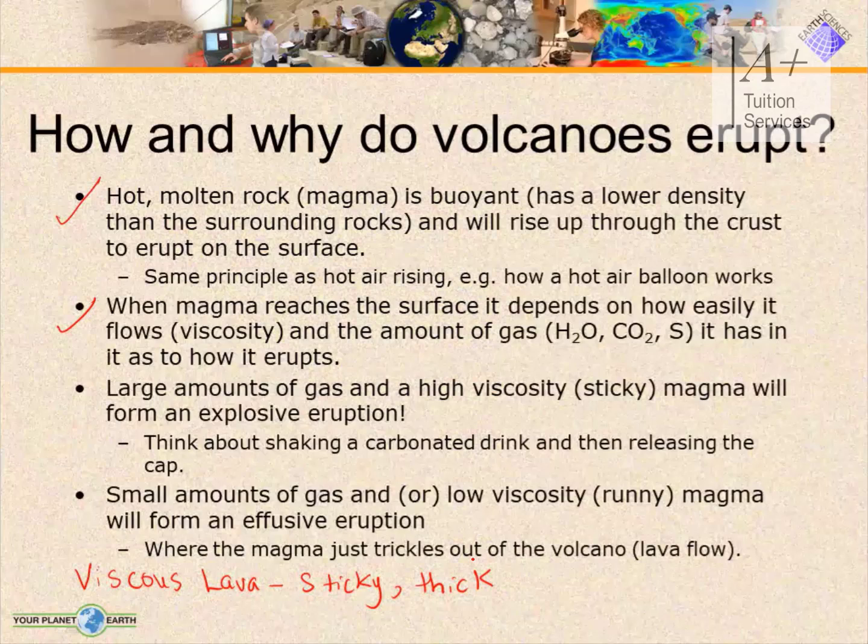Lava is basically magma, but once it reaches the Earth's surface, it's considered lava. Below the Earth's surface is considered magma. So when magma reaches the Earth's surface, it depends on how easily it flows in terms of its viscosity, the amount of gas, H2O is water, carbon dioxide, and sulfur. Sulfur is a big thing that erupts from volcano. Sulfuric acid especially. It has in it and how it erupts.